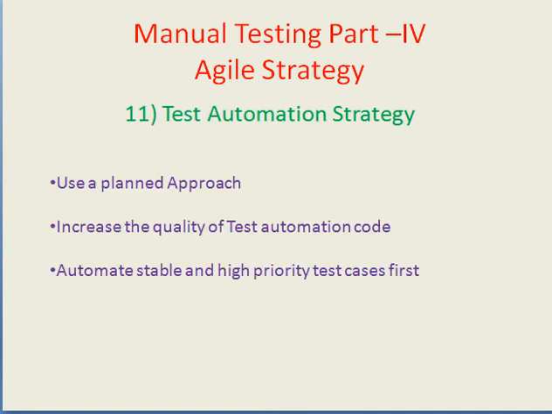So here you can specify that the team has to use a planned approach and always work to increase the quality of the test automation code that has been written by the team. And the test automation may be written by the developers or it may be written by the testers. Anyone in the team can contribute and also contribute to increasing the quality. And always aim to automate the stable and high priority test cases first, so that there is the maximum return on the test automation effort.